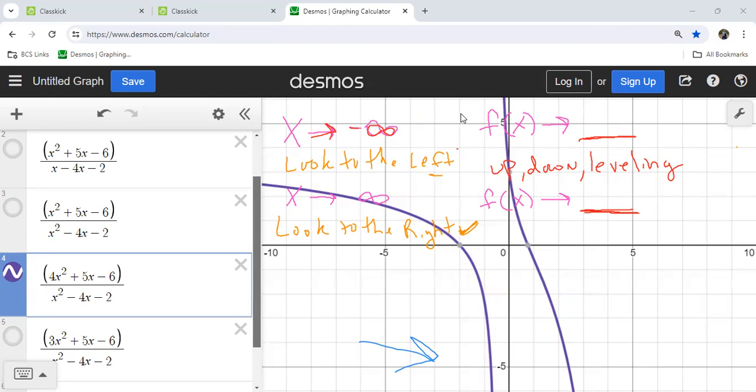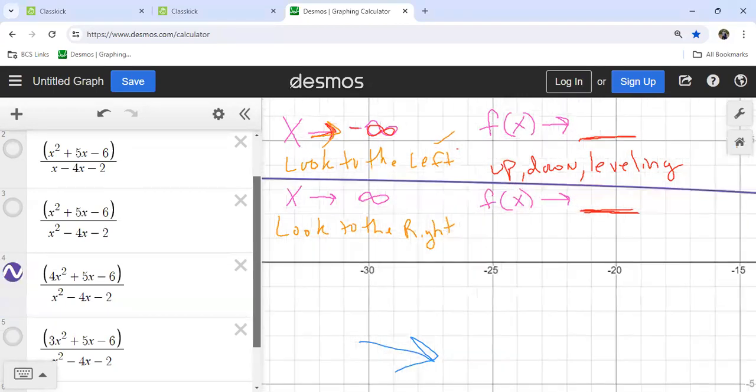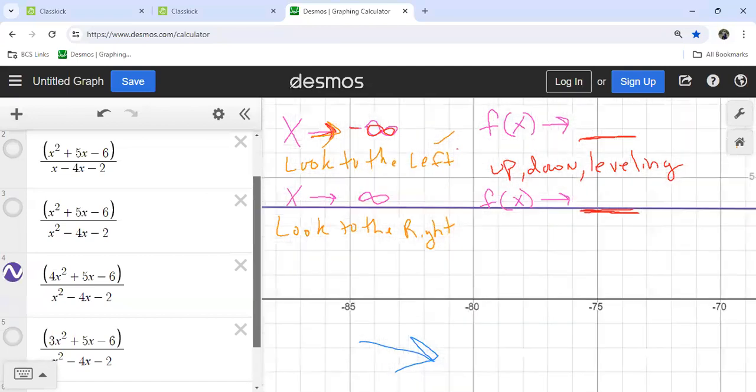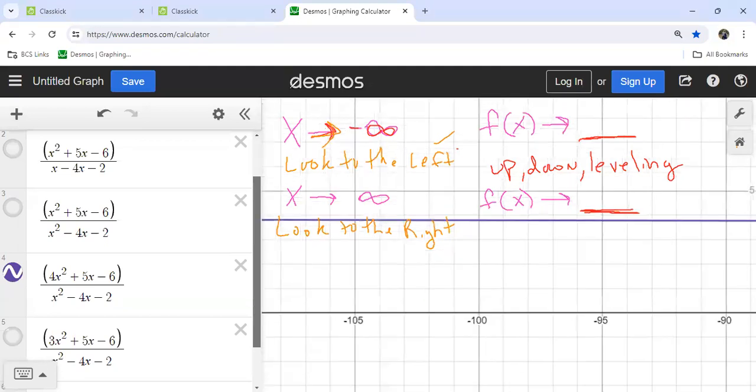I'm going to start off with my left and right statement because that's what you're going to be presented with. I'll go to the first one. As x approaches negative infinity, which simply means look to the left, we're going to start looking to the left. It went up, but now check it out. It is leveling off.